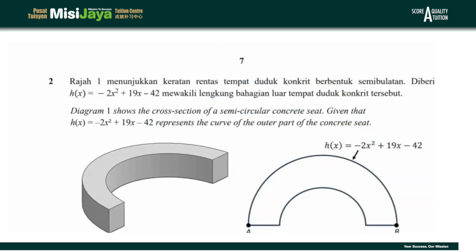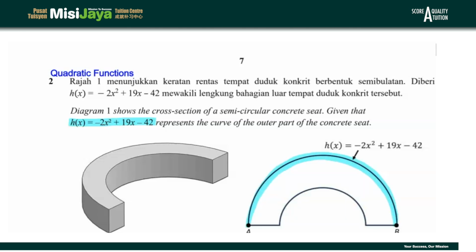Okay, let's look at question number 2. This is on quadratic functions. Diagram 1 shows the cross-section of a semicircular concrete seat. Given that h(x) equals negative 2x squared plus 19x minus 42 represents the curve of the outer part of the concrete seat, which is this.